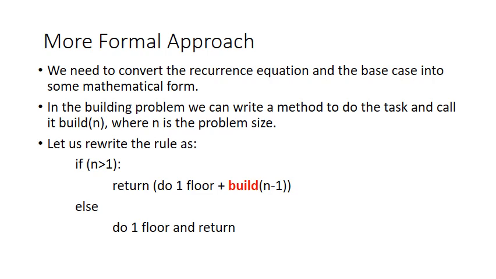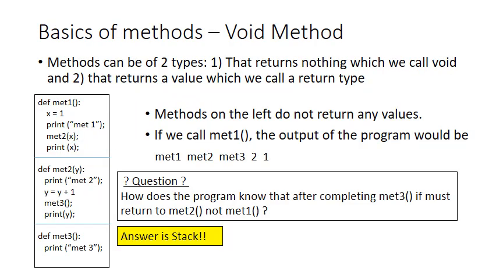And else, which means if n is equal to 1, this is the smallest problem size which cannot be further broken. And when that situation comes, what I'll do is I'll complete one floor, and then I'll just return it, and this time I'm not calling the build function. And use the command return 2 times, and this will be clear in the next slides.